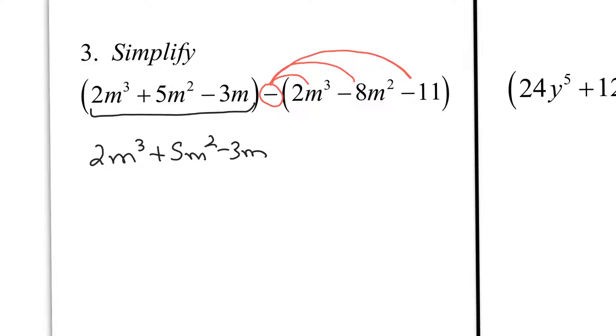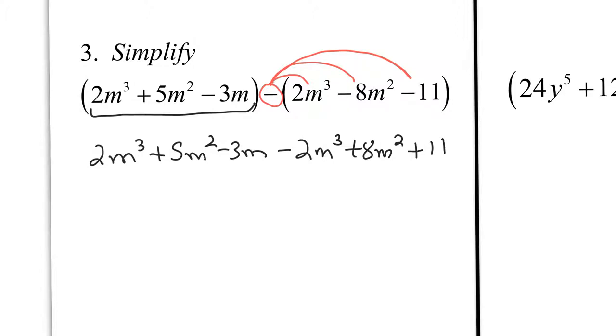So the negative times a positive 2m cubed, that's a negative 2m cubed. The negative times the negative 8m squared, that's a positive 8m squared. And notice I'm just changing the signs. That's what happens when you multiply a negative by a parenthesis. You just change the signs of the numbers. And the last one, negative times negative 11, that's a positive 11.